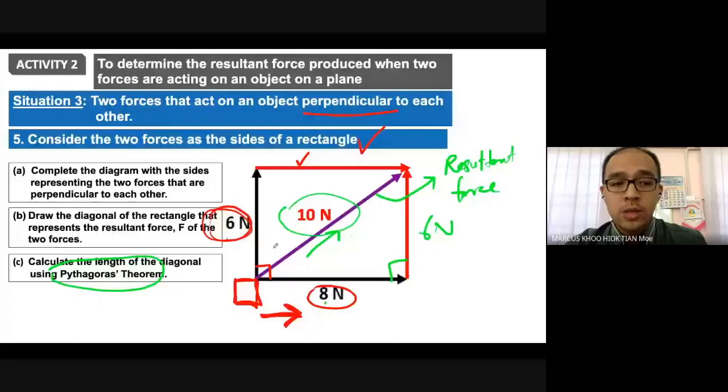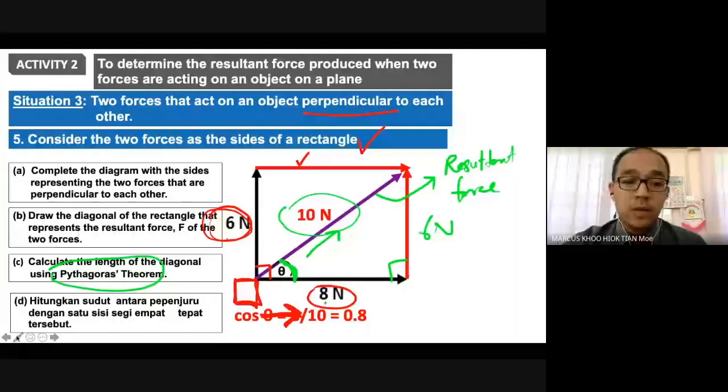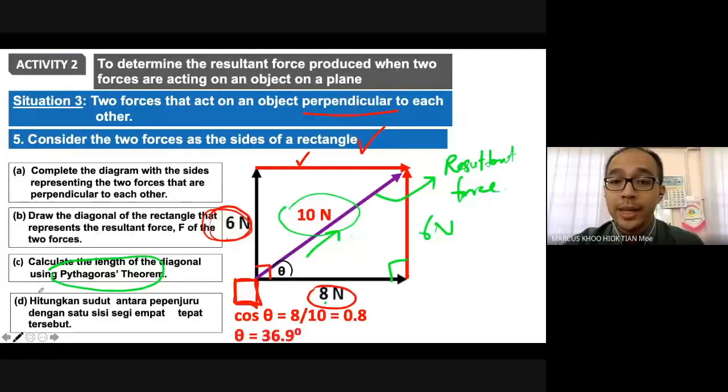So what we do is, why did I suddenly speak Malay? Calculate the angle between the diagonal and one side of the rectangle. And usually we use this angle. So how can we calculate this angle? We use cos. Oh dear. We use cos theta. You can also use sin theta if you want, but generally we use cos theta, because cos is adjacent over hypotenuse. So cos theta is 0.8, and then after that you will get theta equals 36.9.